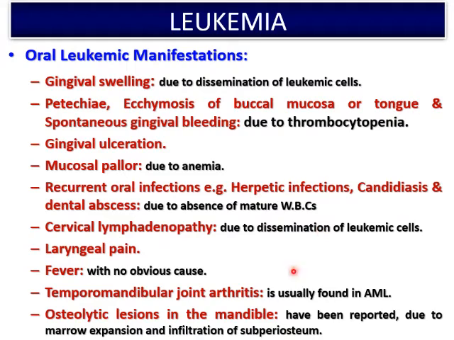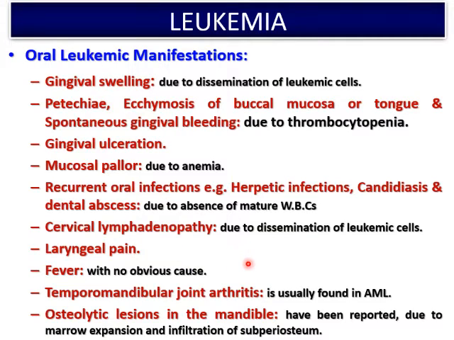Oral leukemic manifestations, which are important for dentistry students, include gingival swelling due to infiltration of the gingiva by leukemic cells, bleeding tendency in the form of ecchymosis of the buccal mucosa or tongue due to decreased number of platelets, thrombocytopenia, gingival ulceration, and mucosal pallor due to anemia. There is also recurrent infection due to absence of normal functional mature white blood cells.